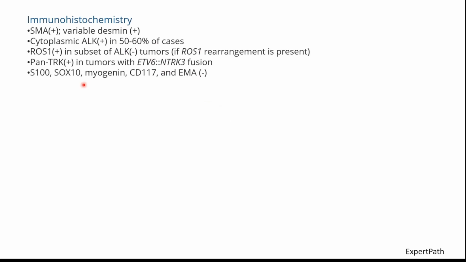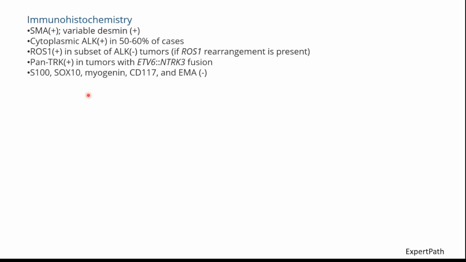So the immunostaining is positive for SMA, but SMA is really not specific. SMA can be positive in a lot of spindle cell tumors, including smooth muscle and skeletal muscle origin tumors. I think the more specific marker for this entity is ALK, but it is only positive in 50 to 60% of the cases. If ALK is negative, we can also try ROS1, because ROS1 may be positive in a subset of ALK-negative tumors.